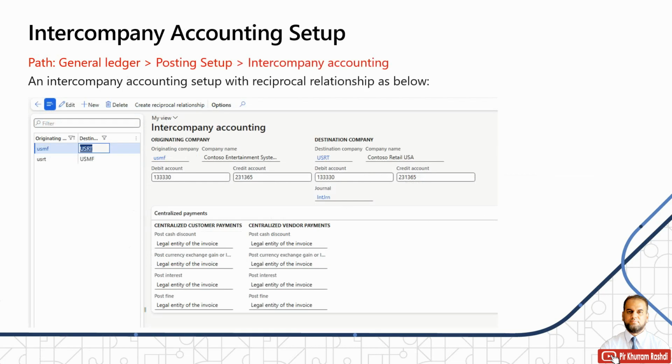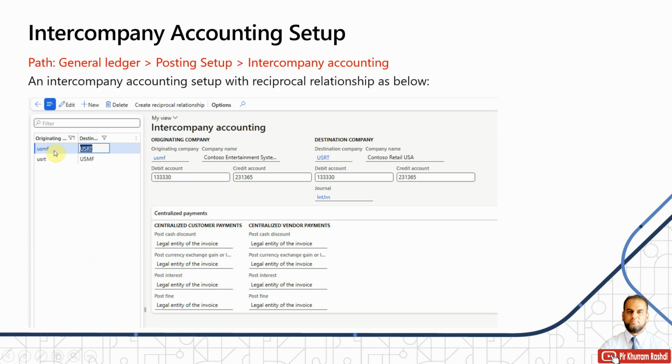And then we have to set up in the module general ledger. You go to the group posting setup and intercompany accounting form. In the intercompany accounting form, you need to basically set up the reciprocal relationship. Once you set up any record from originating company to destination company, there is a button you can see at the top, create reciprocal relationship. It will inverse the accounts and the relationship and create another second entry.